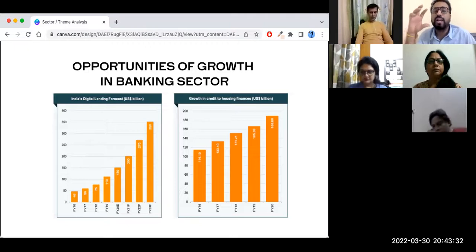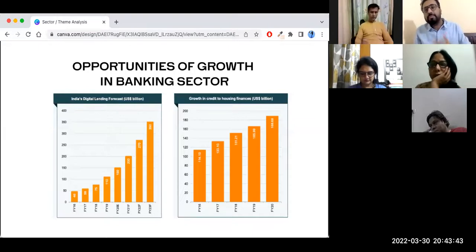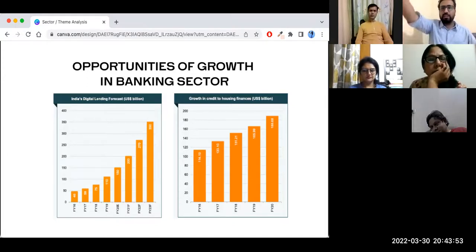Now, how can we benefit out of it? You have to remember the distribution is getting disrupted. Initially, banks had the distribution sorted, which means they had the footprint all across India. So whenever someone wanted a loan, there was a branch nearby, or they had an account in that bank, so they used to go there.